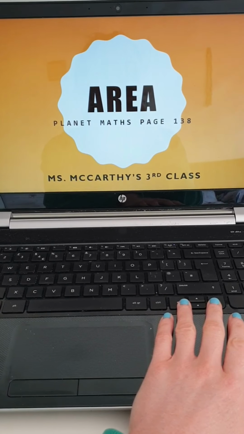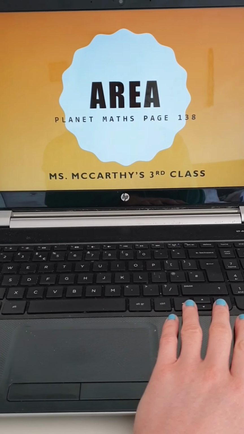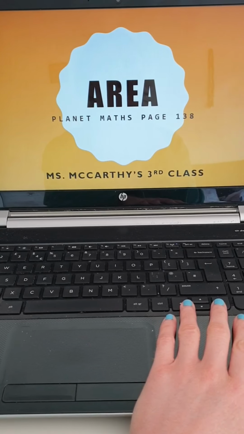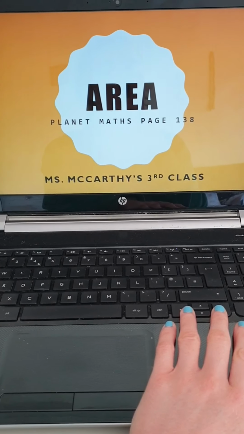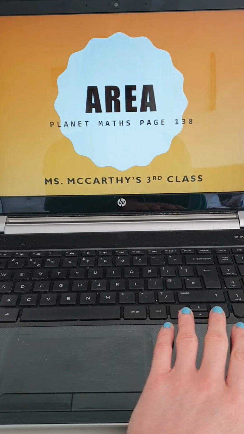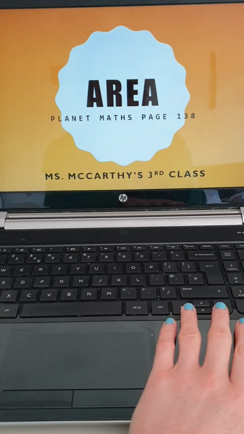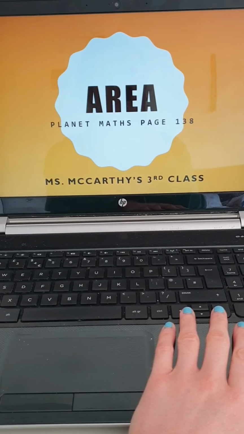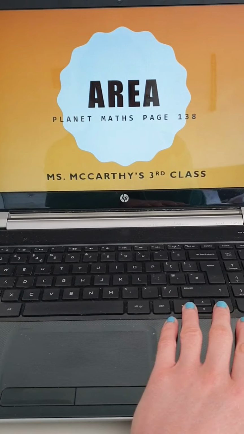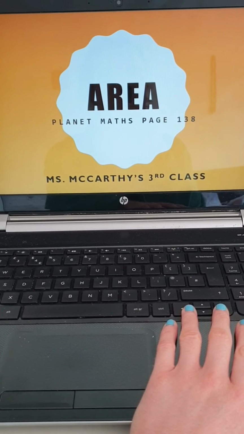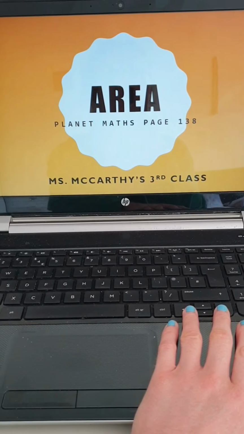Hi guys, we're back with another maths topic. So this one is area, as you can see on the screen. It's on your Planet Maths page 138, and don't worry if you don't have your Planet Maths because I'm going to put pictures of the pages up on the Padlet anyway, okay? So you're still going to get to see it.